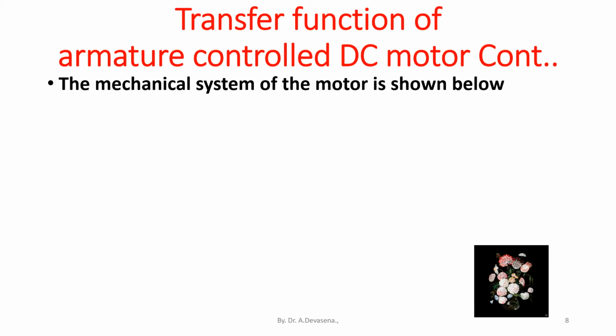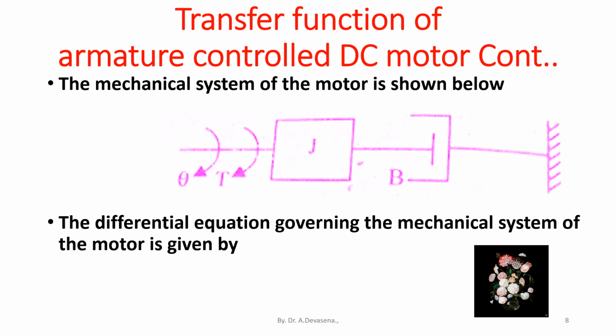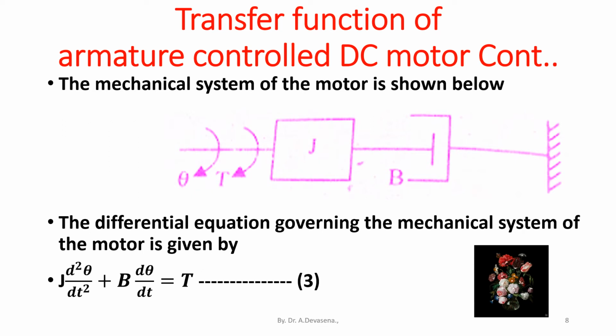The mechanical system of the motor is shown below. This is the mechanical part of the DC motor. This portion comprises the inertia J as well as the dashpot B. The differential equation governing this mechanical system of the motor is given by J d square theta by dt square plus B d theta by dt, that is equal to T. Consider this as equation 3.